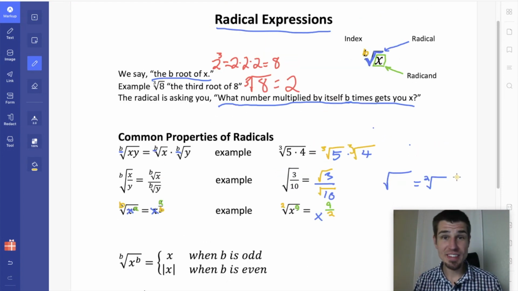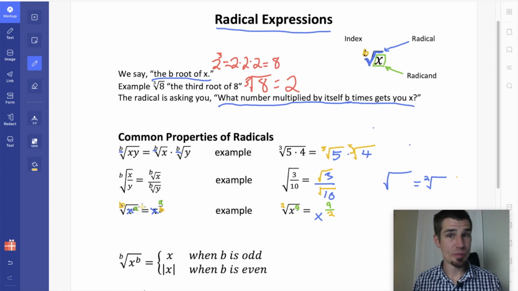So here are the main things we want to be remembering when we're talking about radical expressions. What are radical expressions? They have radicals in them. That's what they are. What's inside the radical is called the radicand. This little guy up here on top of the little branch, that's called the index. Remember, radicals are telling you to do something. It's an operation. It's saying what number times itself, whatever the index is, gets you the radicand.